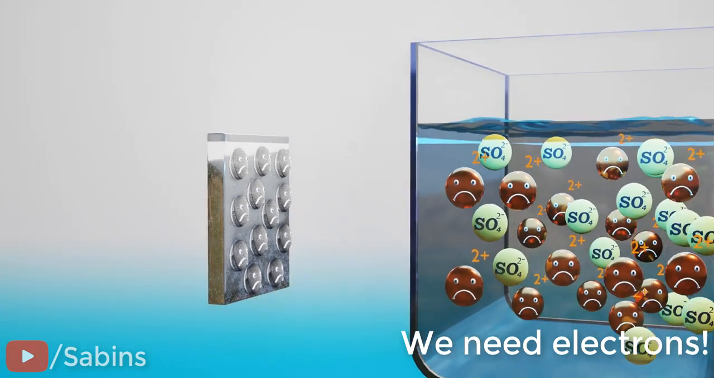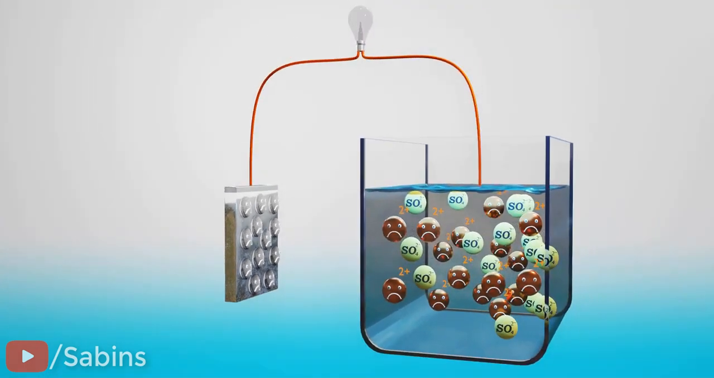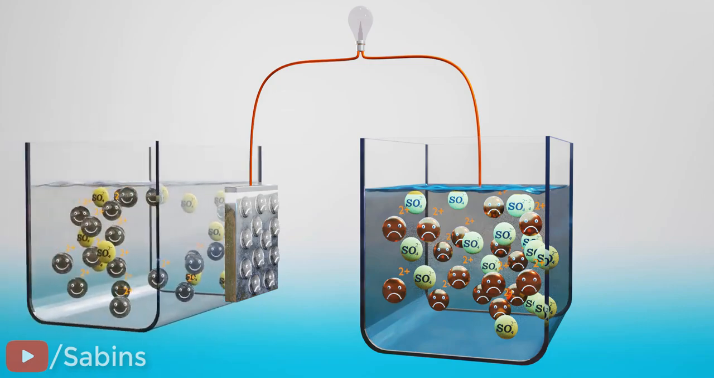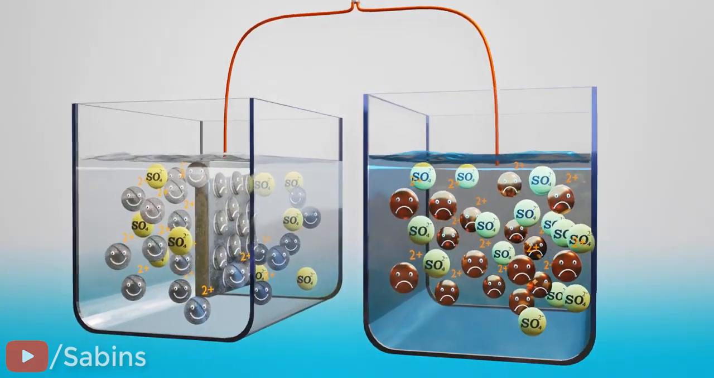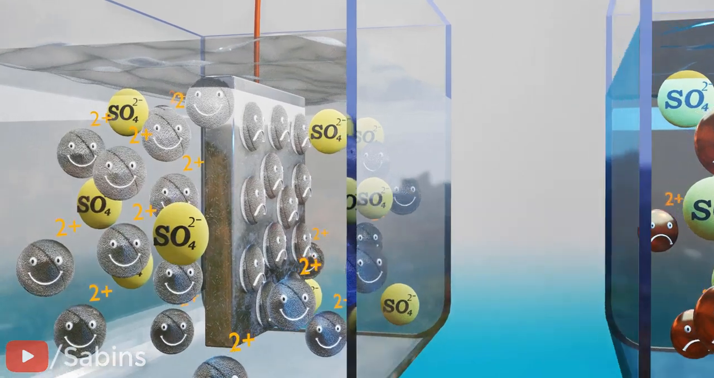If we connect the solution and the metal bar together, then the zinc atoms in the bar will want to donate their electrons. But after donating, the zinc is transformed into ions, and ions cannot stay in a metal. So we'll have to introduce another aqueous solution around the zinc metal bar to accommodate these new zinc ions.